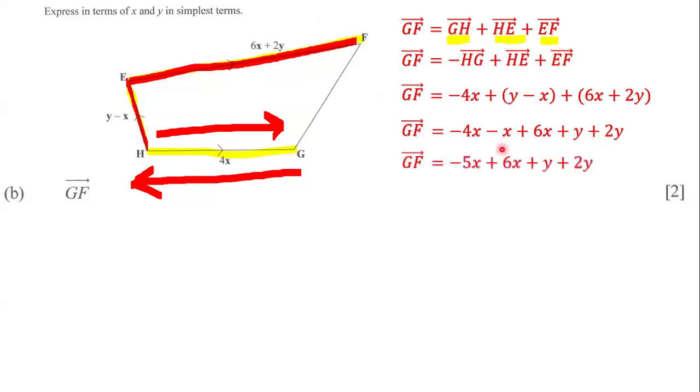Next, negative 4x minus x gives us negative 5x plus 6x plus y plus 2y. Negative 5x plus 6x is simply positive 1x. So we have 1x plus y plus 2y. Now, what is y plus 2y? Well, y plus 2y is definitely 3y. So 1x is equal to x, and y plus 2y is equal to 3y. So the vector GF is equal to x plus 3y. And that's the answer to this question.